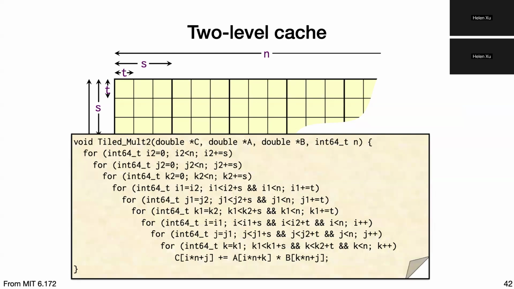And then the code also becomes complicated because the more tiling you do, the more nested loops you need. You could do this with code generation, but manually is a bit tedious.